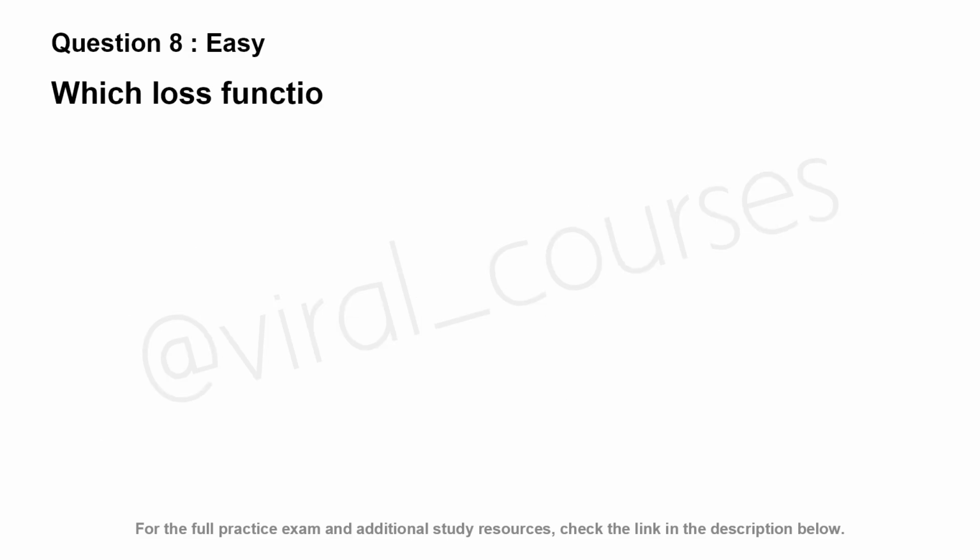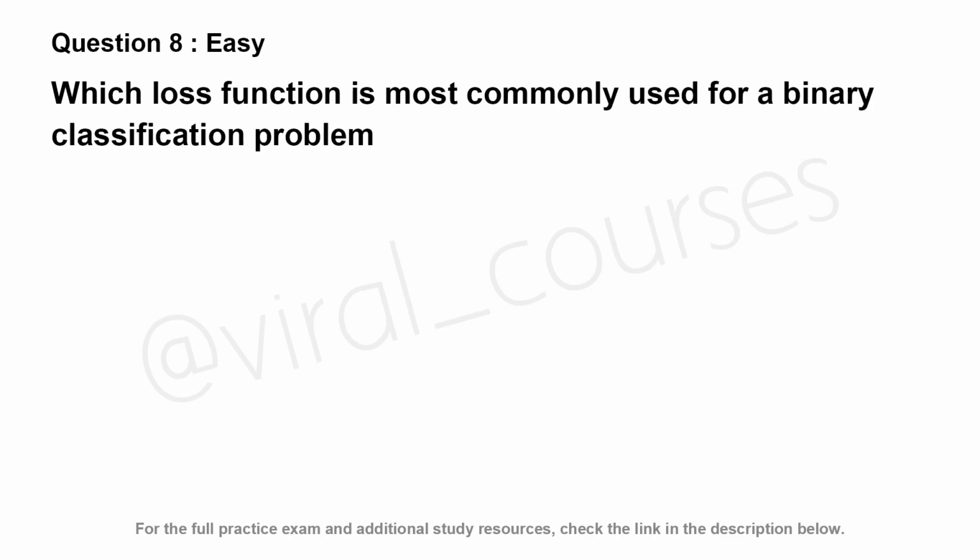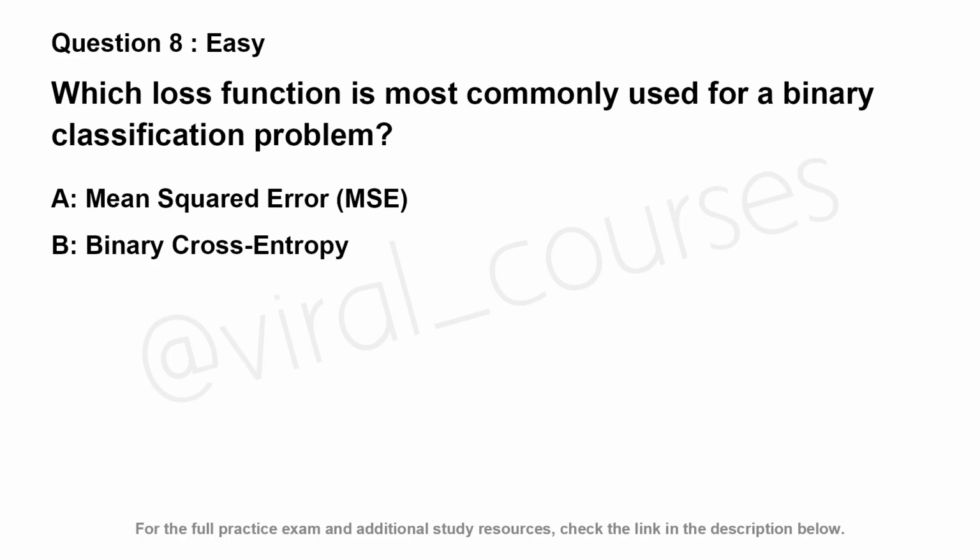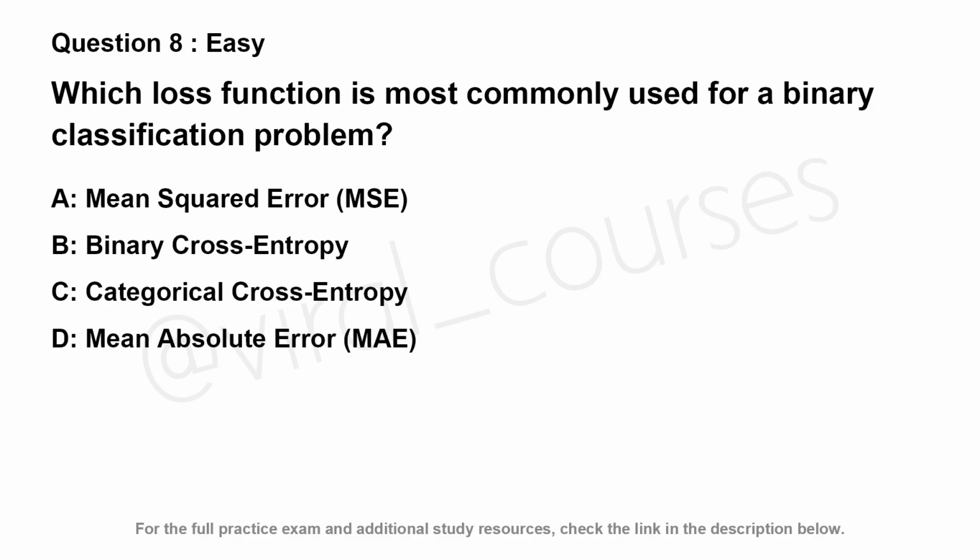Which loss function is most commonly used for a binary classification problem? Option A, mean squared error, MSE. Option B, binary cross entropy. Option C, categorical cross entropy. Option D, mean absolute error, MAE.